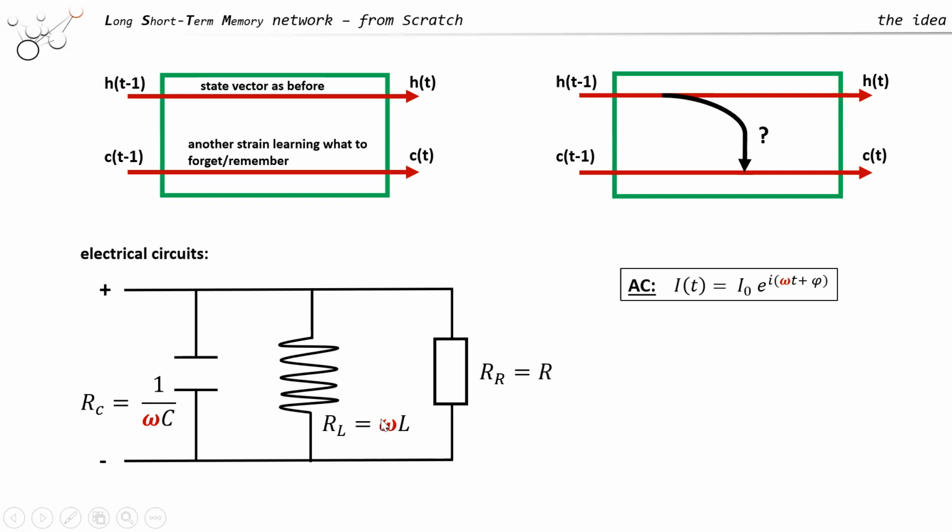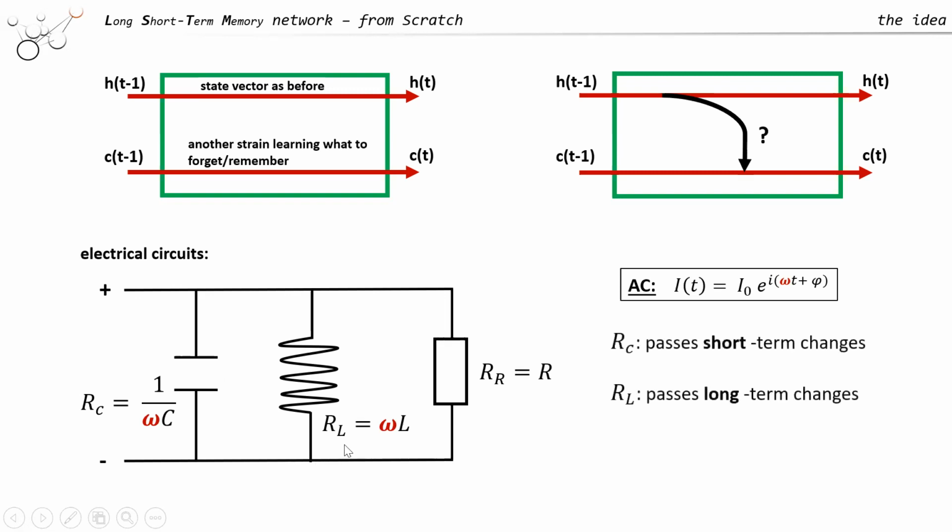Don't worry too much about them. But the thing is that RL, the resistance of the coil, goes with omega. So if omega is 0, so if there are long-term changes, those low frequencies, the resistance is also 0. If the frequency is high, the resistance goes up. So short-term changes would actually go this direction through the capacitor. Long-term changes would prefer to go through the coil.